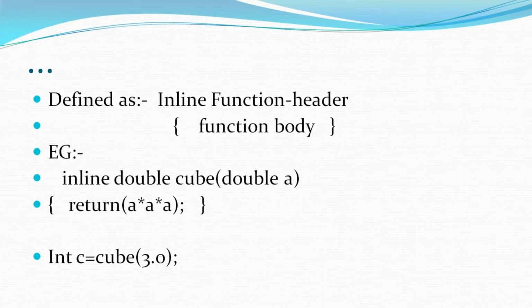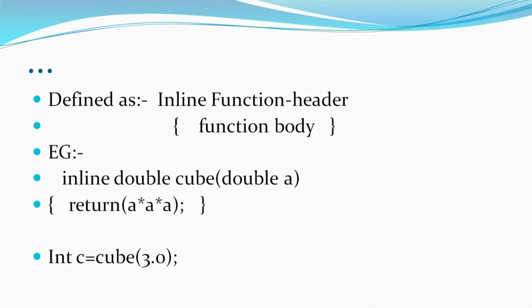So this function, that is inline double cube(double a) returning a * a * a, can be used like this. Just use a third variable like c, and we can pass the parameter to the function cube as 3.0. So what will be the value? The value which is returned to us in c will be 3 * 3 * 3, that is 27. So this is how an inline function is defined and declared. It just increases the execution speed of our program. So this is the basic idea of an inline function.